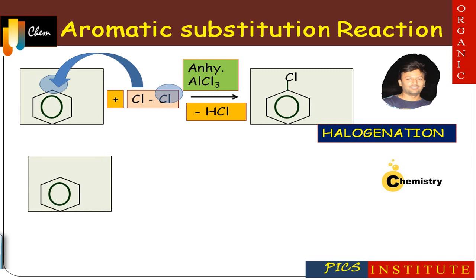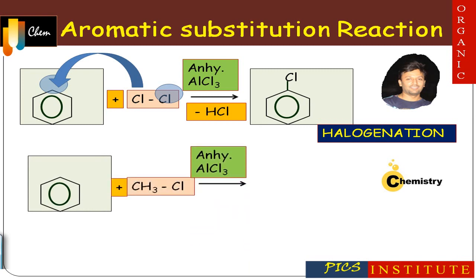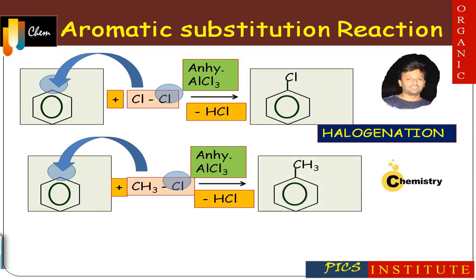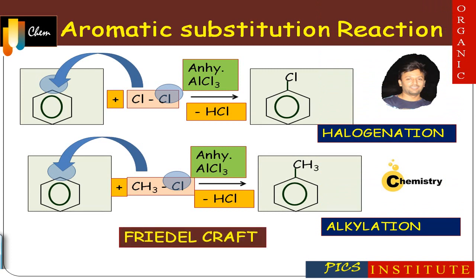In the second reaction, benzene reacts with alkyl halide. In this case, the reacting species is methyl chloride. Splittings are the same: hydrogen from the ring, halogen from the alkyl halide, and the remaining part, that is the alkyl group, on the benzene ring. So this reaction is called alkylation reaction, and it is also called Friedel-Crafts alkylation reaction.